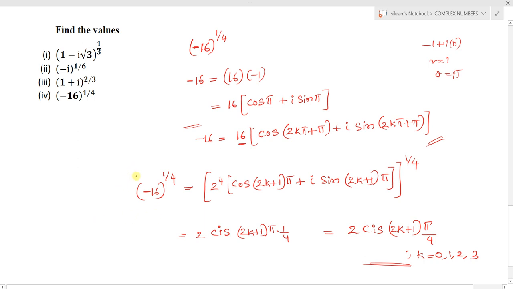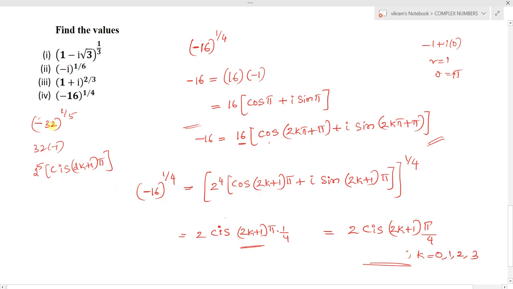Okay, now in a similar way, we can find it if the question is given as minus 32 power 1 by 5. Directly we can write this as minus 32, that means 32 into minus 1, where 32 is 2 power 5, into, directly we can generalize cos pi plus i sin pi. That means we can generalize as cis of (2k plus 1) pi. Is it clear? So 2 power 5, and minus 1 can be written as cis of (2k plus 1) pi. That is the minus 1 generalized.